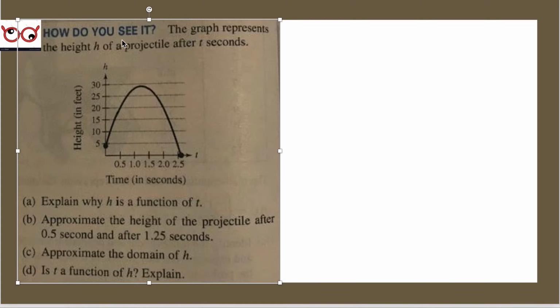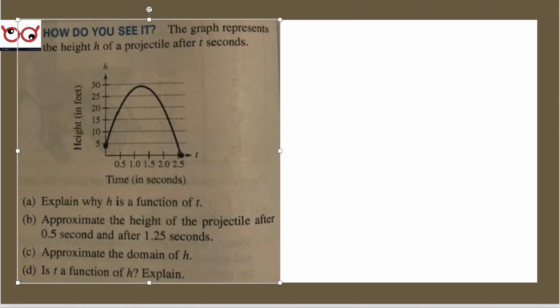How do you see it? The graph represents the height h of the projectile after t seconds. So we have the picture here, and the ordinate represents the height, and the abscissa, or x-axis, represents the time in seconds. So now let's answer those questions, but before that just let me take a pen here.